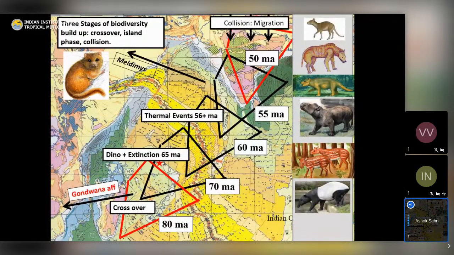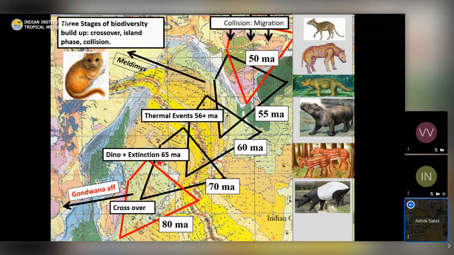Let's start when India was actually attached to Madagascar. So when two land bodies are attached, animals and plants will cross over, and this is what they did. As I showed you, the dinosaurs were common both to Madagascar and to India. But after some time, India took off as an island. These black India diagrams show the time when India was an island, very similar to Madagascar and Australia.